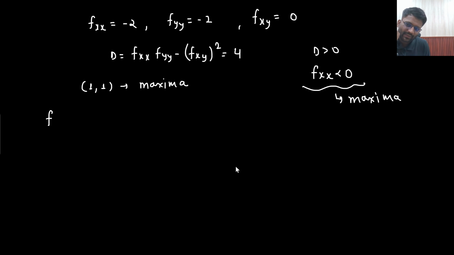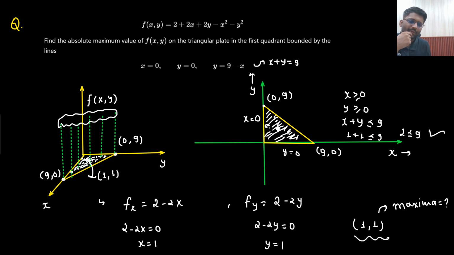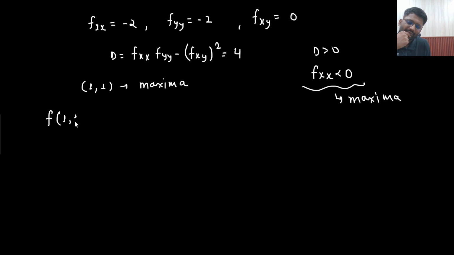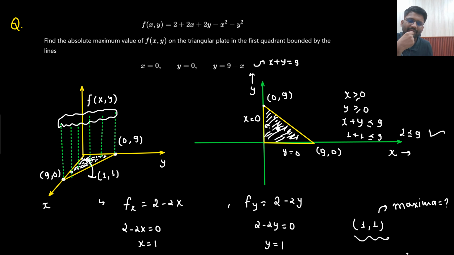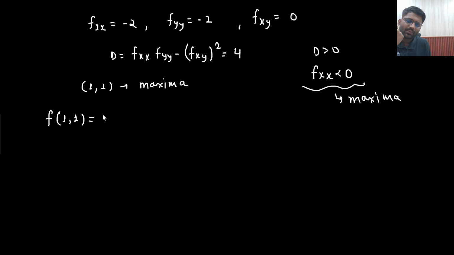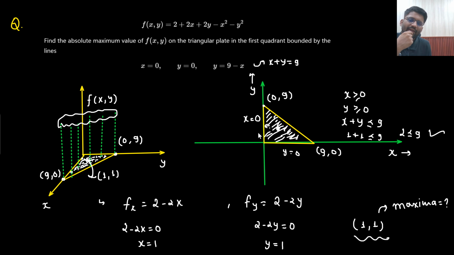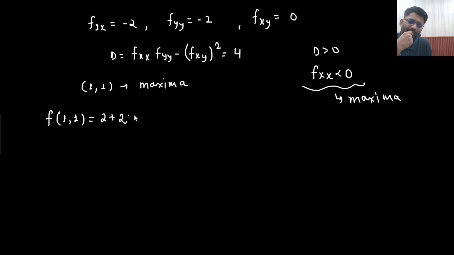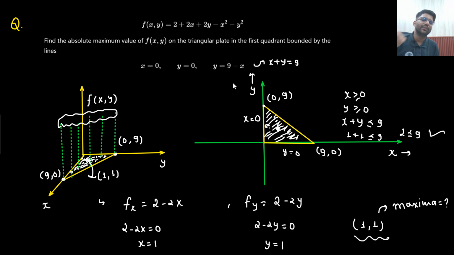Right? Now you put (1, 1) here. 2 plus 1 plus 1 plus 2 minus 1 minus 1. What is the value we are getting? 2 plus 2 plus 6 minus 2, the answer is 4. So this is the answer. This is the maximum value you will be getting. This is the value of f max. Maximum value will be 4.